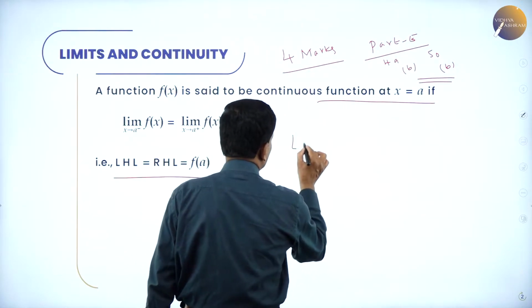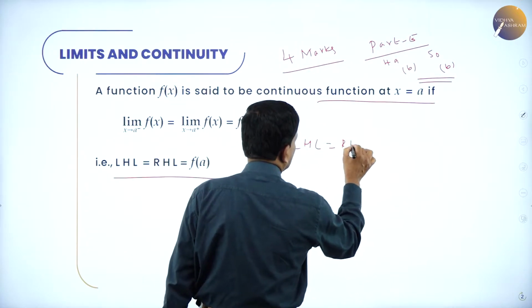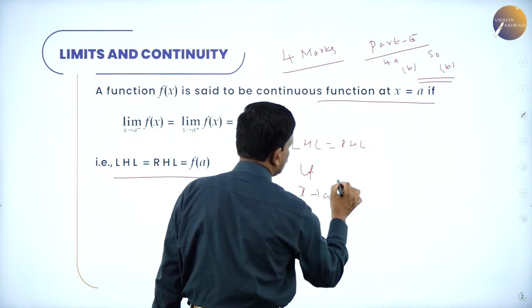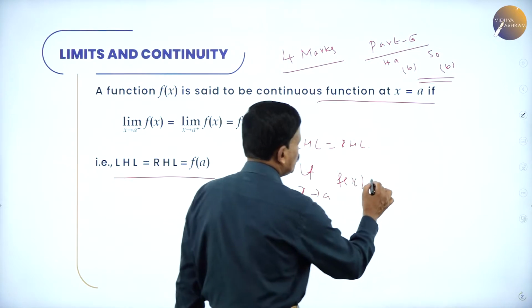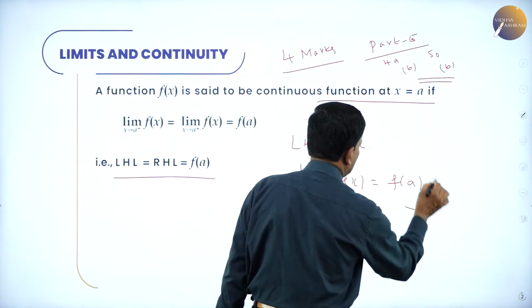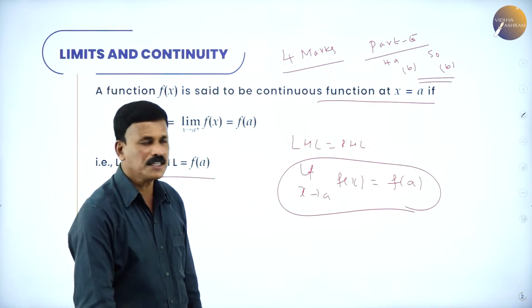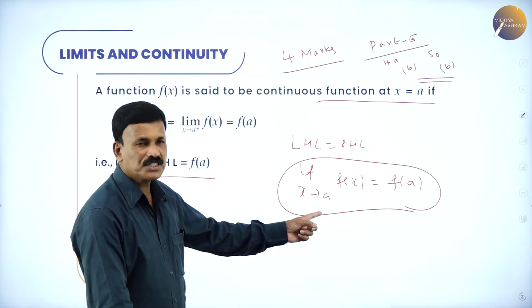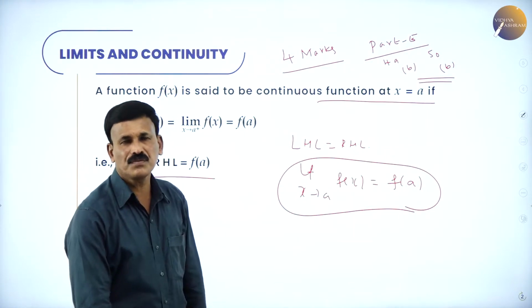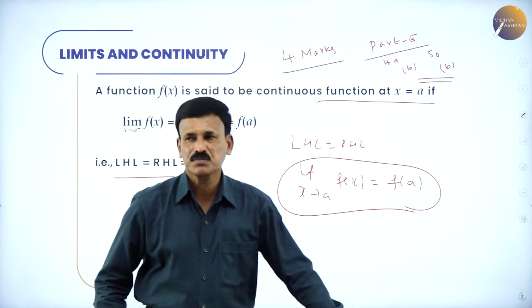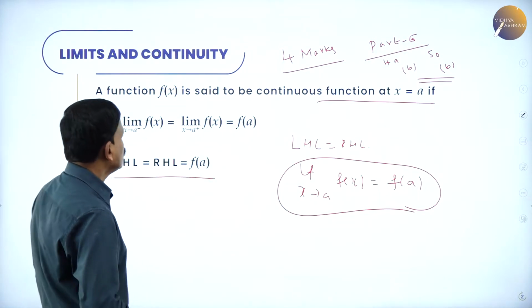Suppose if left hand limit is equal to right hand limit, then this can also be written as limit x tends to a of f of x. If this is equal to the functional value, then f of x is continuous. In a few problems we are going to take this limit x tends to a of f of x is equal to f of a while solving the problems. Okay. Now let us consider the first problem.